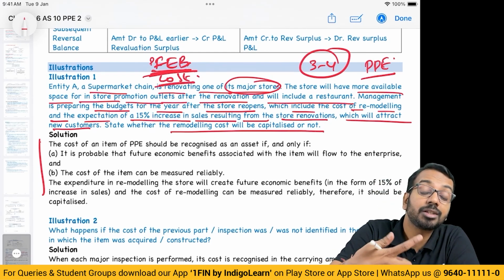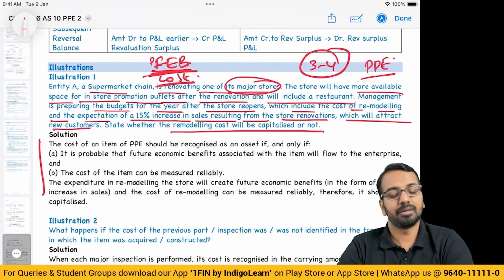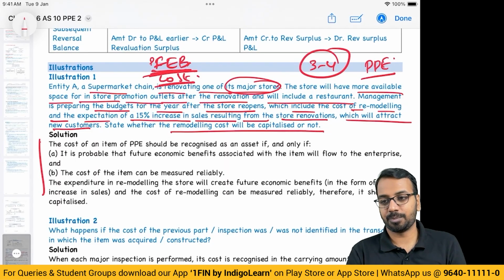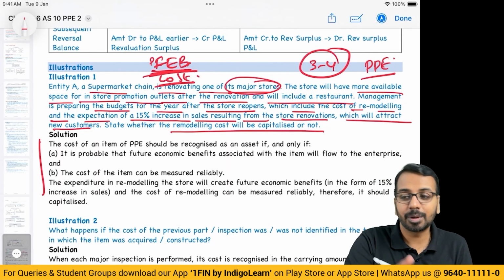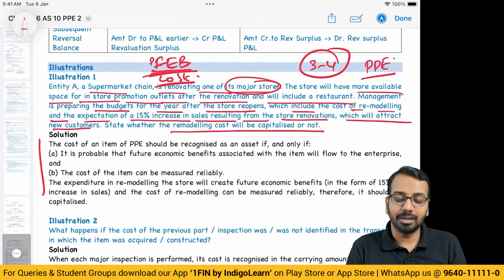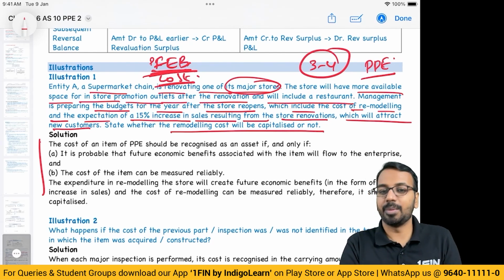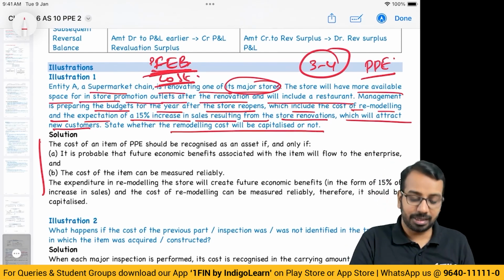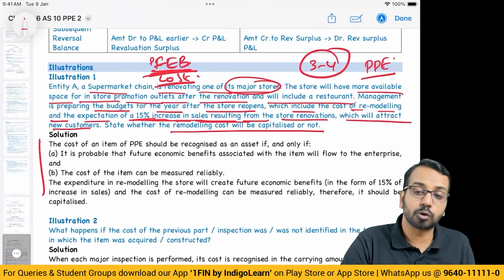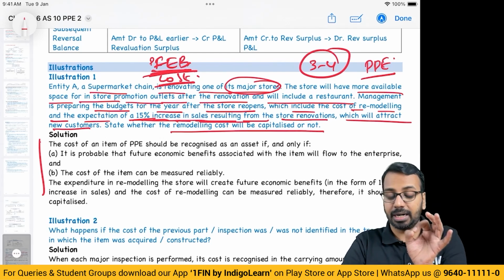Now, how do we measure future economic benefits? We will see, is there any incremental benefit because of that expenditure? If there is any incremental benefit, then we should capitalize. So here it says we will get a 15% increase in sales. So that is the first condition, and how should we write the answer?